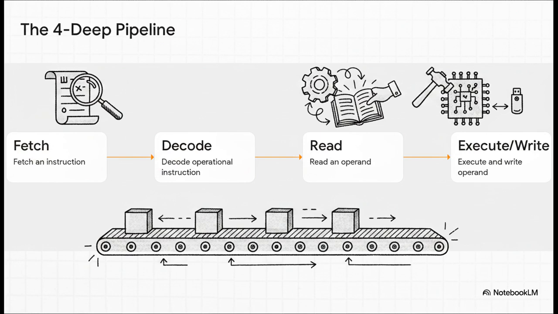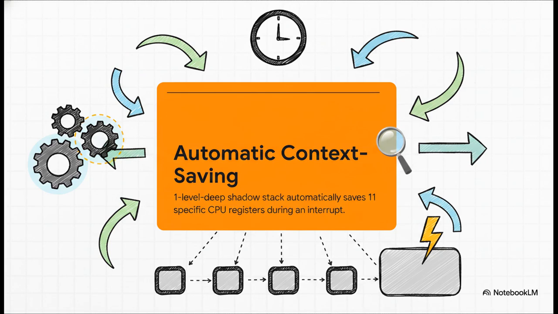It is just relentless efficiency. Now, you might be wondering, what happens when an urgent task pops up? An interrupt. Does the whole pipeline crash? Nope, the system doesn't panic at all.